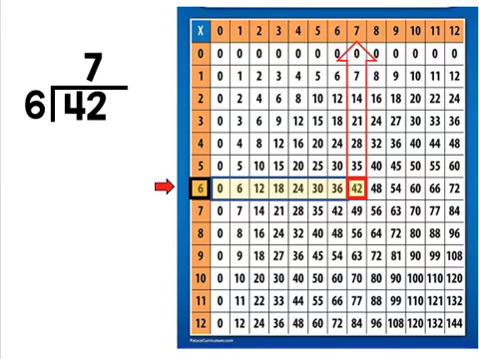So we take our 7 and put that on top of the 2 because we needed the full number 42 to be able to divide. We multiply 7 times 6. We get 42. Next step, we subtract. We don't have anything else to bring down, so our final answer is 7.